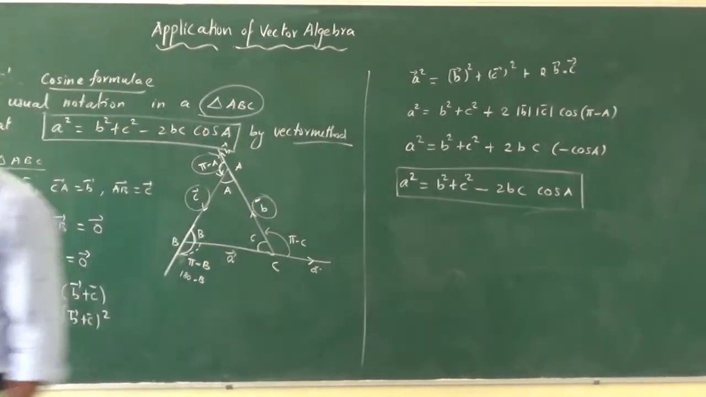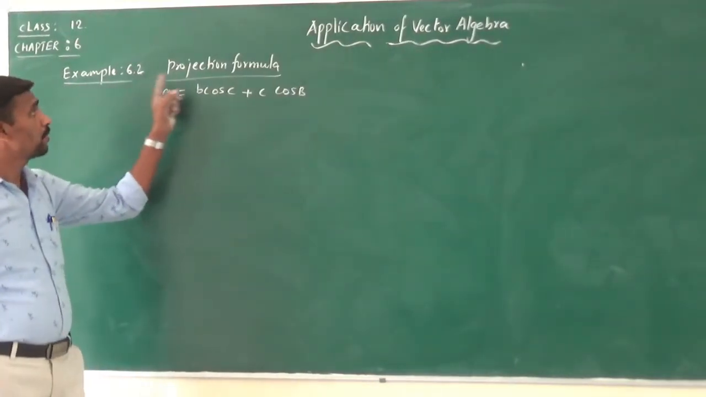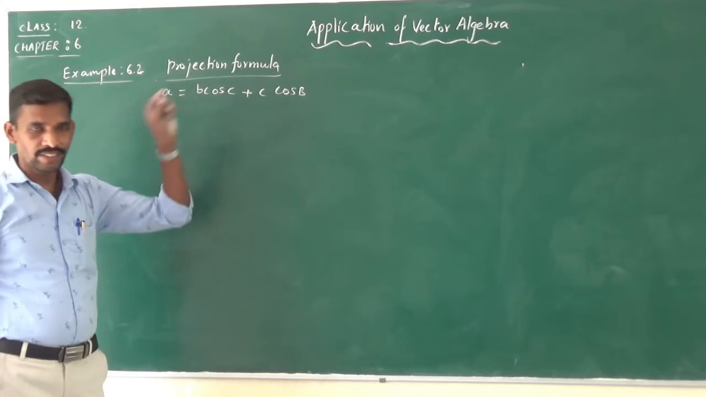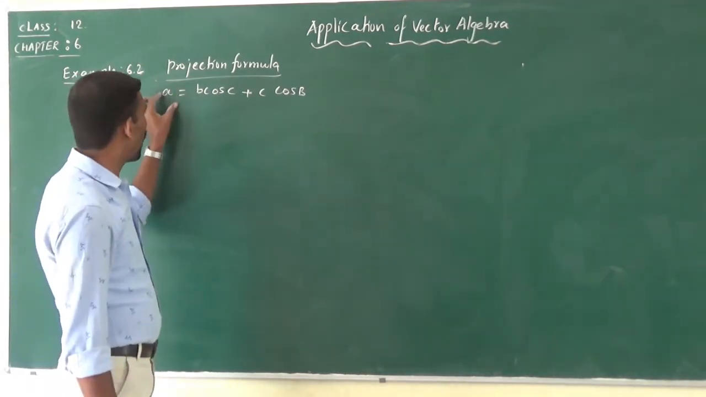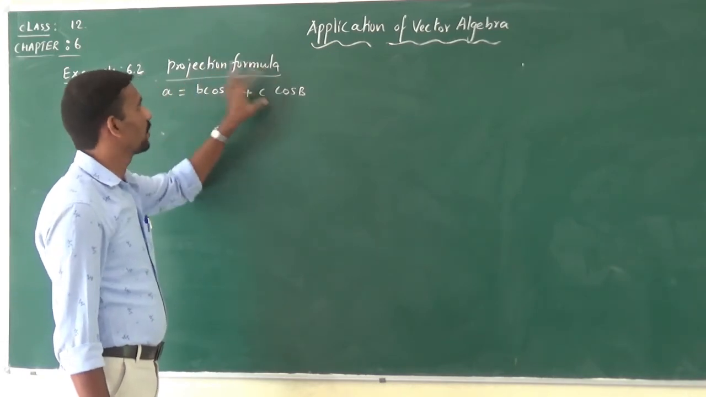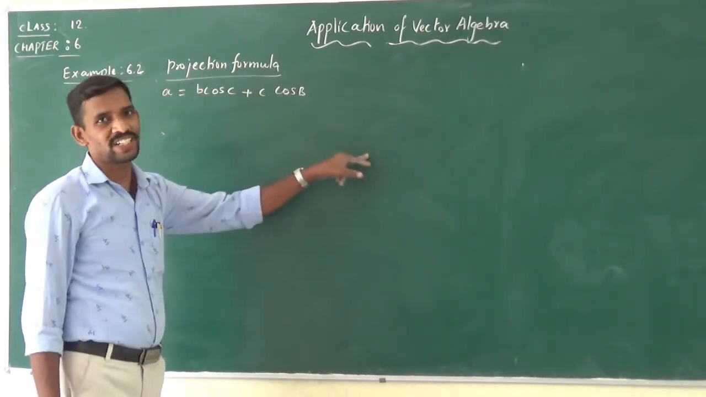Students, this is example 6.2. Then there is the projection formula. This formula was also studied in the plus 2 trigonometry chapter. Now we have to prove a is equal to b cos c plus c cos b, the projection formula, through the vector method.